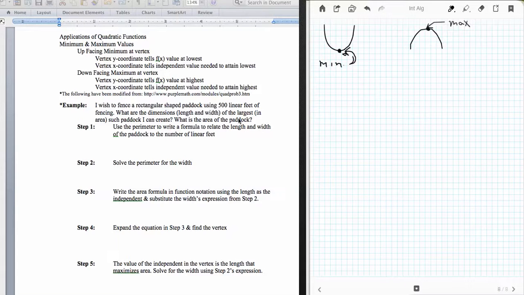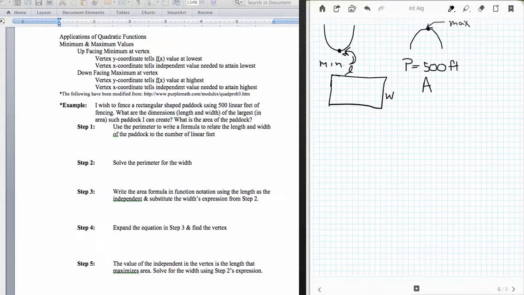I wish to fence a rectangular shaped paddock. A paddock is just a pasture or something that contains animals. So here's my rectangle, and I want to use 500 linear feet of fencing. Well, that's telling me about the perimeter of this paddock, that it can have 500 linear feet of fencing around it. And then it says, what are the dimensions, the length and the width? So we know that this is the length and this is the width, or vice versa, because remember, it really doesn't matter. What are the dimensions of the largest such paddock I can create?